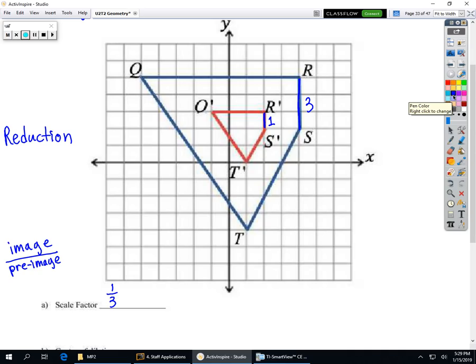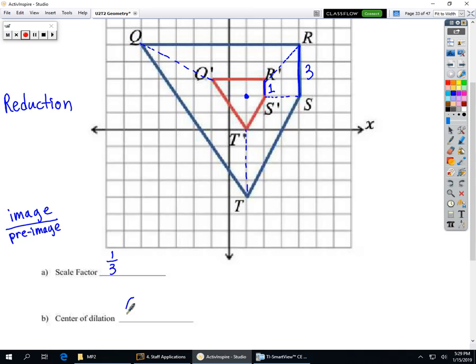After this, the next question asks me to find the center of dilation. To find the center of dilation, I connect all the letters that are the same together. R and R prime. S and S prime. T prime and T. Q and Q prime. Where are they all going towards? They're all heading towards here. That is your center of dilation, which is 1, 2. Your center of dilation is 1, 2.